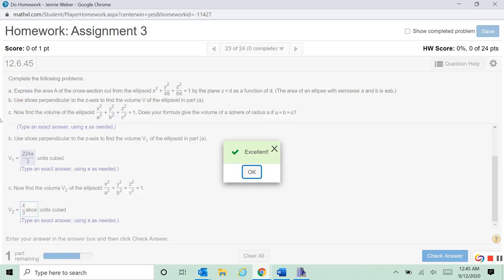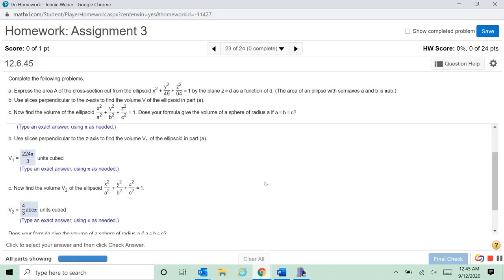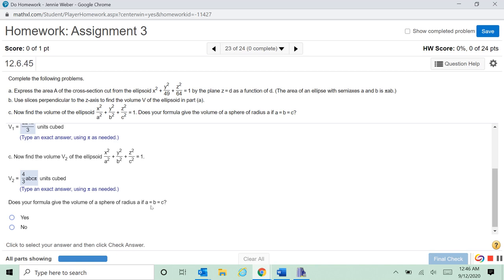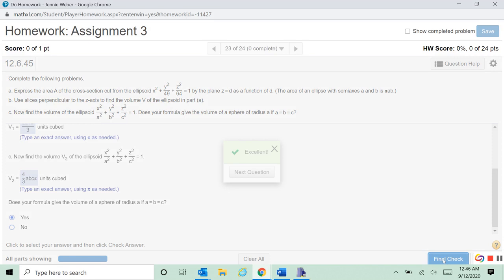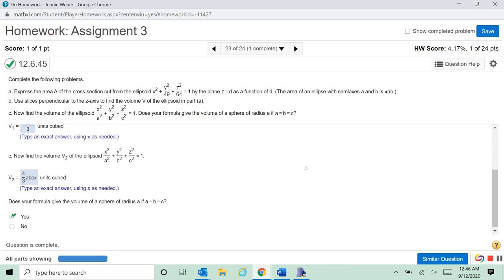Okay, now what if a equals b equals c? So this is a sphere. Well then a equals b equals c means I have either a cubed, b cubed, or c cubed, which is the same as r cubed, which is the volume formula for a sphere, because a sphere is 4/3 pi r cubed. So it shows that that works. Okay, so you can see a little messy, but not too bad, right? Could be far, far worse.